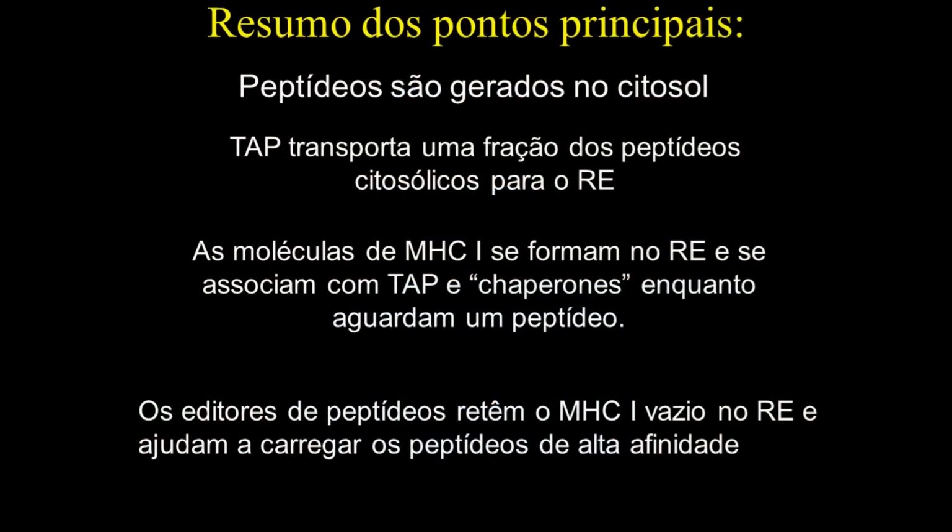Okay, so the summary of the points here: the peptides are generated in the cytosol. They are then transported by the TAP transporter into the endoplasmic reticulum. That's where the class 1 peptide binding receptors are forming, and after they form they associate with the TAP transporter and these chaperones. And these peptide editors allow the class 1 molecule to be held there till it binds a peptide, and help them load with the right sort of peptides.